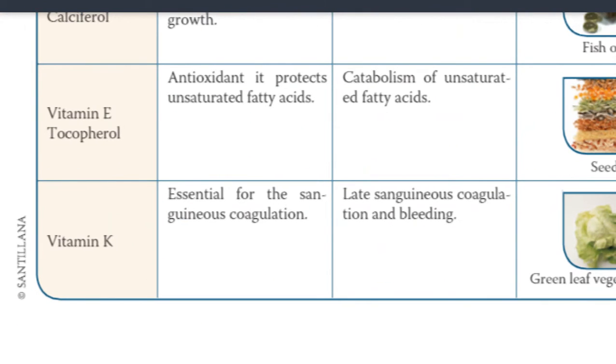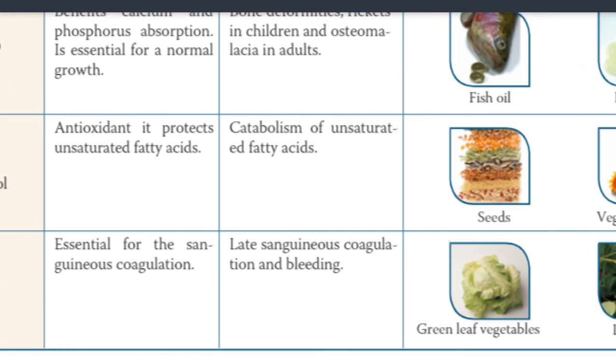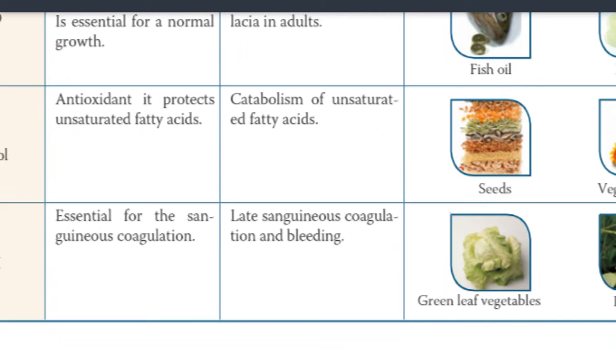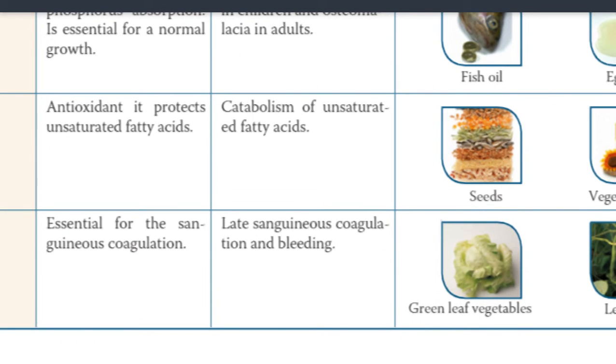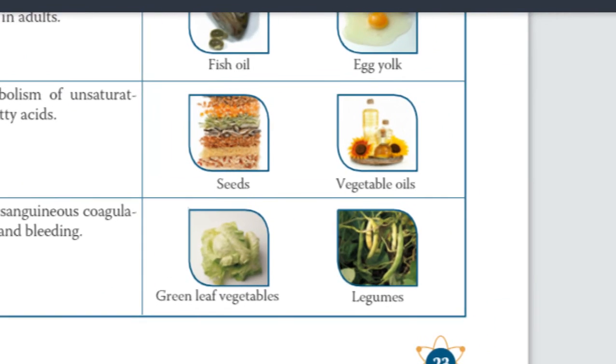Vitamin K is essential for sanguineous coagulation. Vitamin K is extremely important. If you have a wound or some accident, your body is going to heal by doing a coagulation. But what happens when we don't have enough vitamin K? Well, we will have a late sanguineous coagulation and bleeding. If we cannot stop bleeding from our skin, it means that we will continue bleeding, bleeding, bleeding until we have to go to the doctor to close that accident or wound.